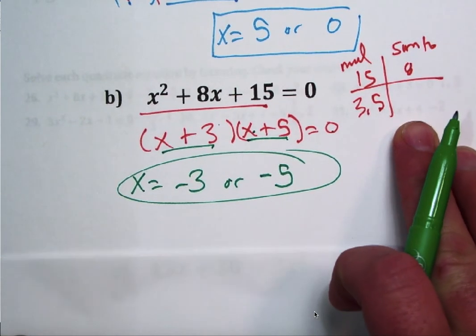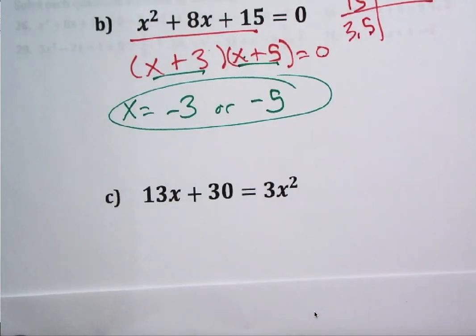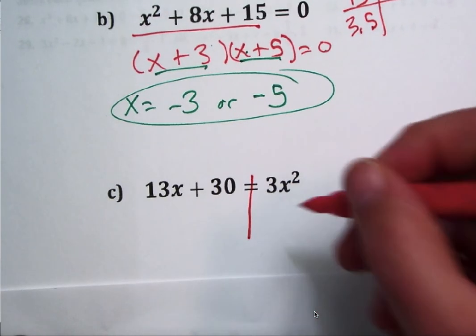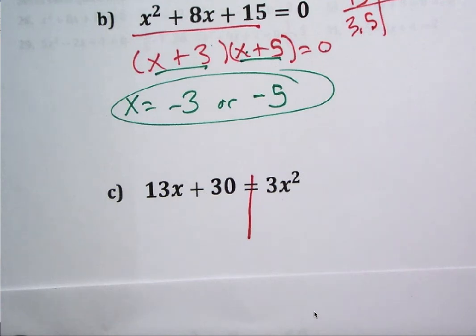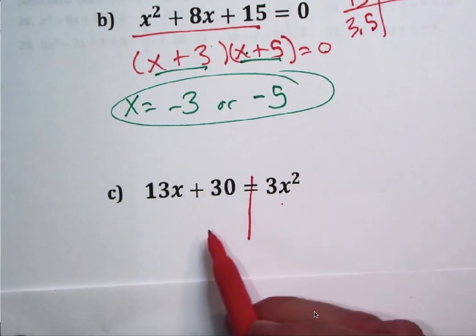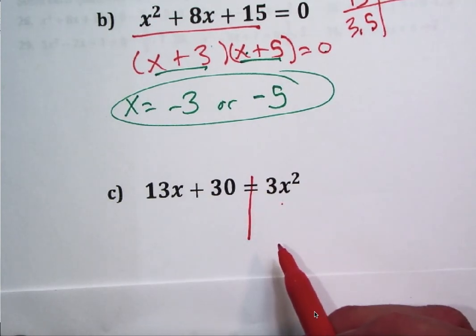Okay, 2 more here. So we got 13x plus 30 equals 3 times x squared. We want to find the value of x that makes this true. So it's not equal to 0, so we have to do something on both sides to get it equal to 0. Most students decide to take away 3x squared from both sides, and then you get it equal to 0.